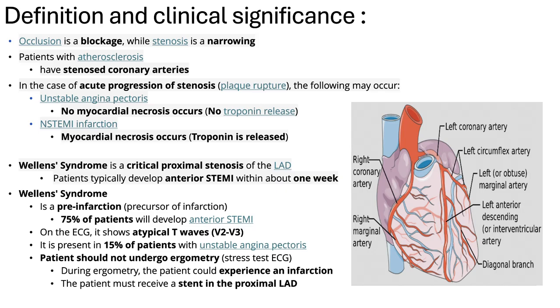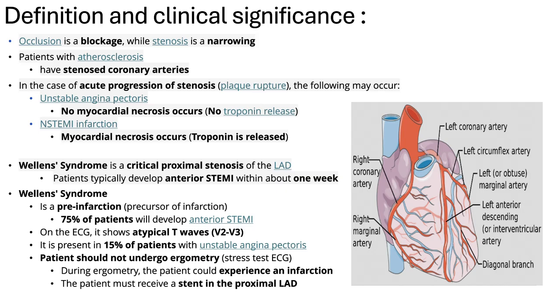Occlusion means a blockage of the arteries, while stenosis means a narrowing of the coronary arteries, since we are talking about the heart. Generally, it develops because of atherosclerosis, and in the case of an acute progression of a stenosis, the patient will have either unstable angina or an NSTEMI, which is an infarction.